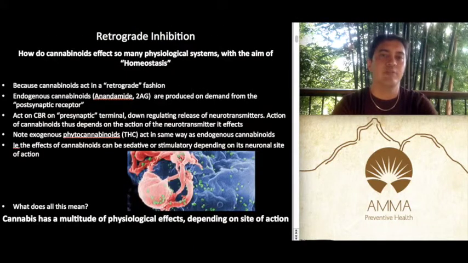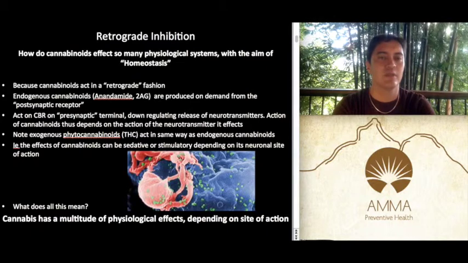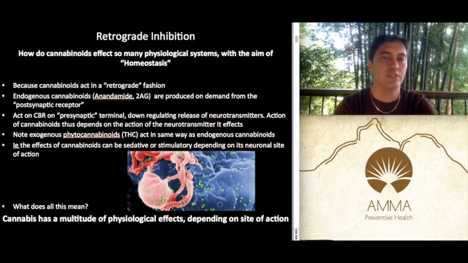So, retrograde inhibition. It's a very important concept. How do cannabinoids affect so many physiological systems with this aim of homeostasis? As noted, this is because cannabinoids act in a retrograde or backwards fashion. The endogenous cannabinoids, anandamide and 2-AG, are produced on demand from the postsynaptic receptor.